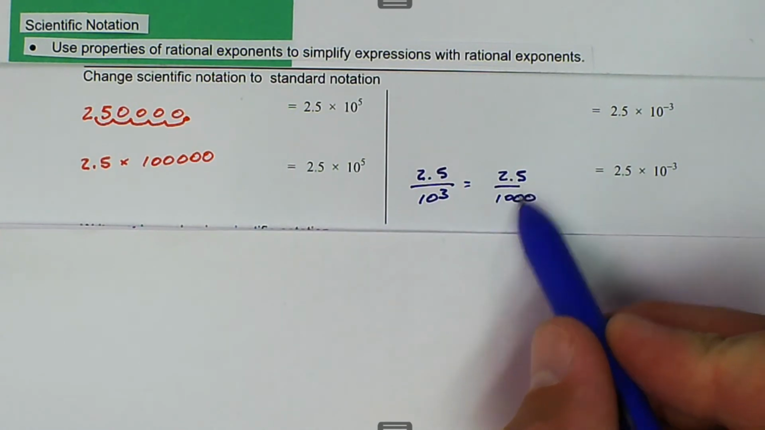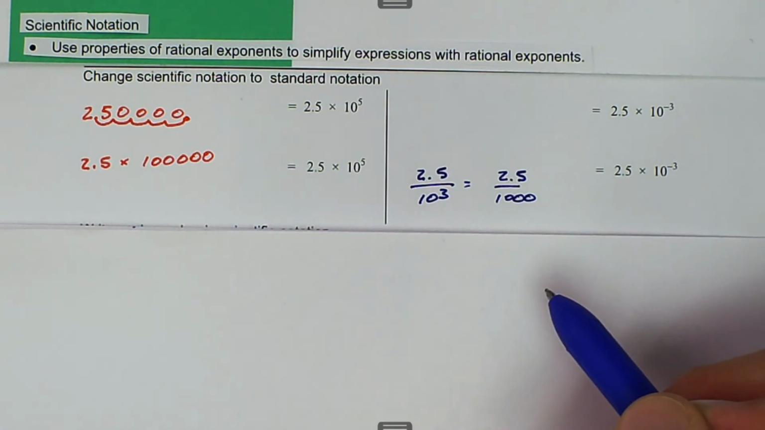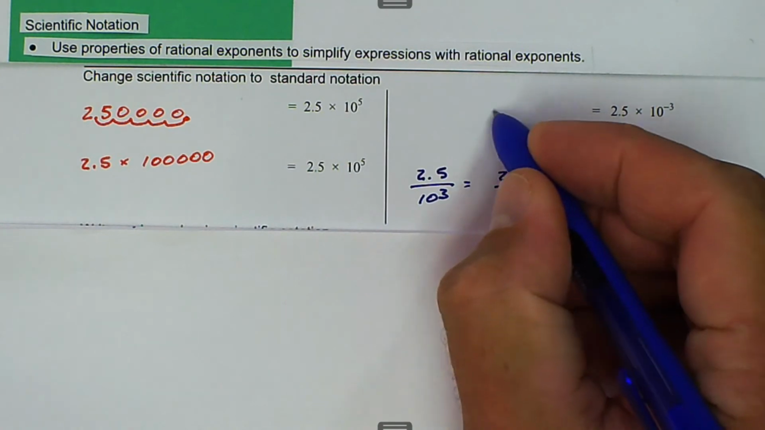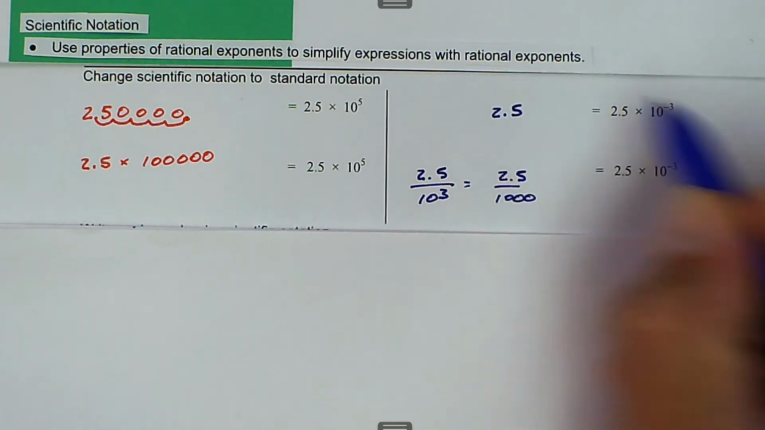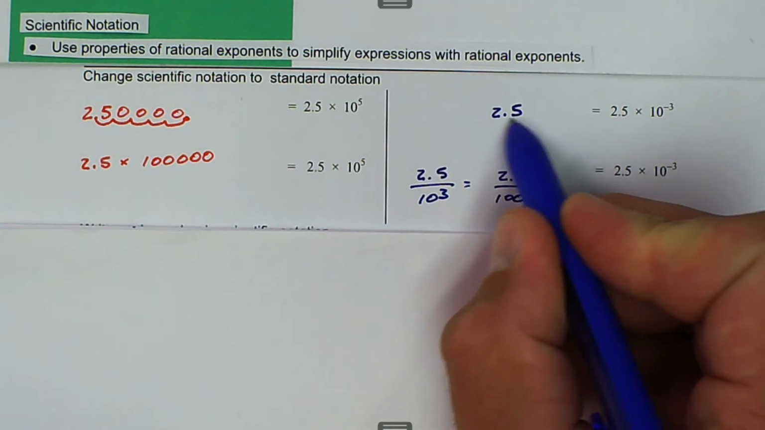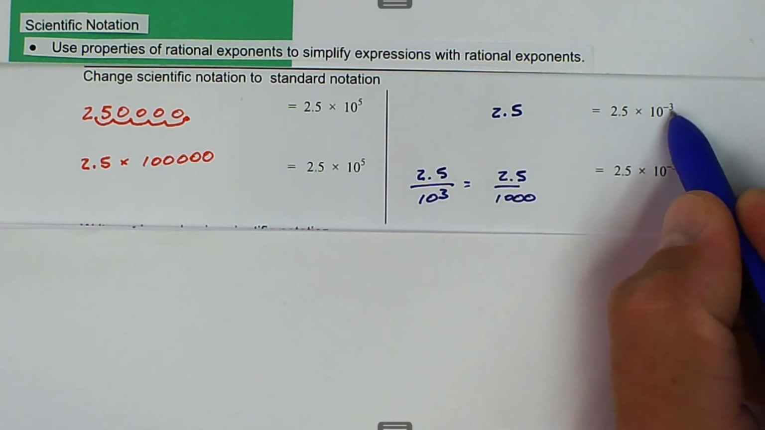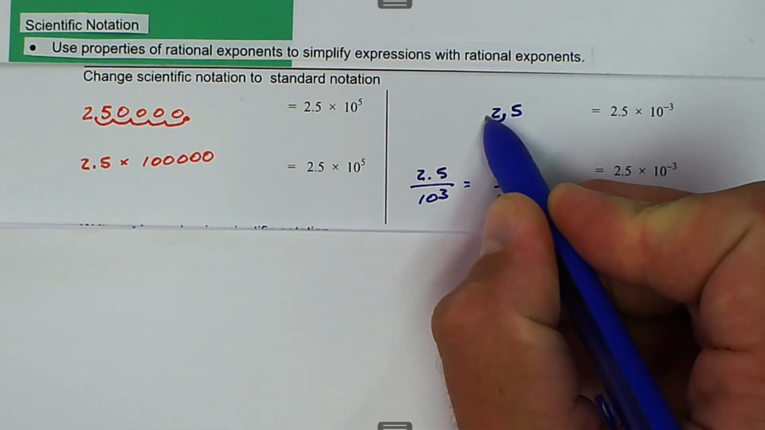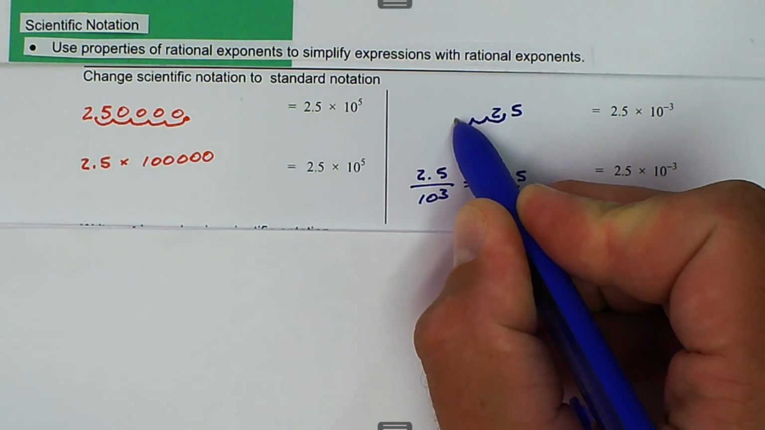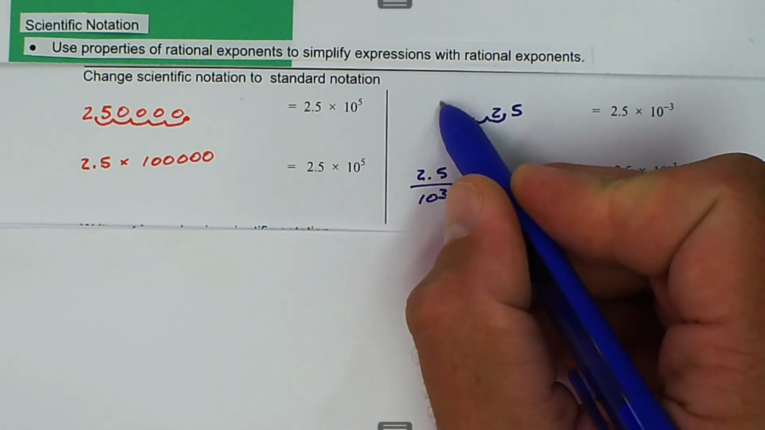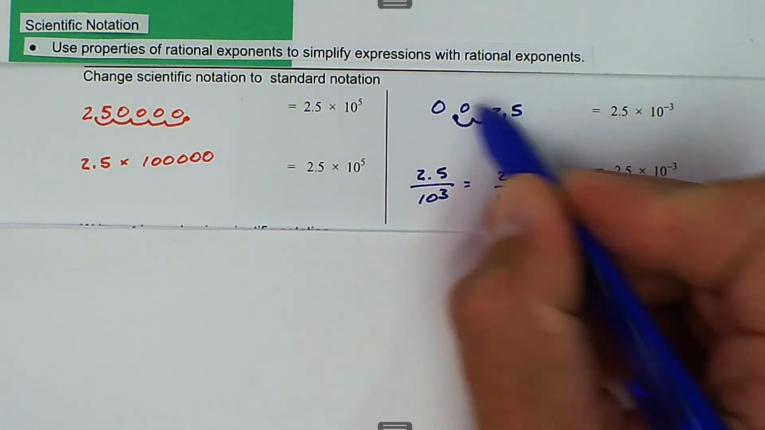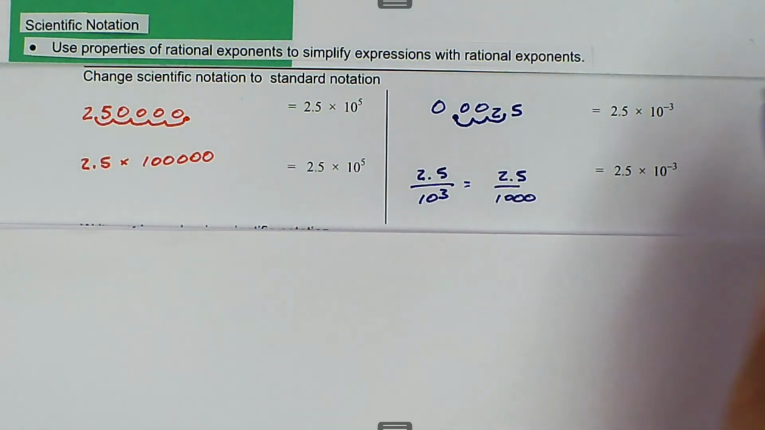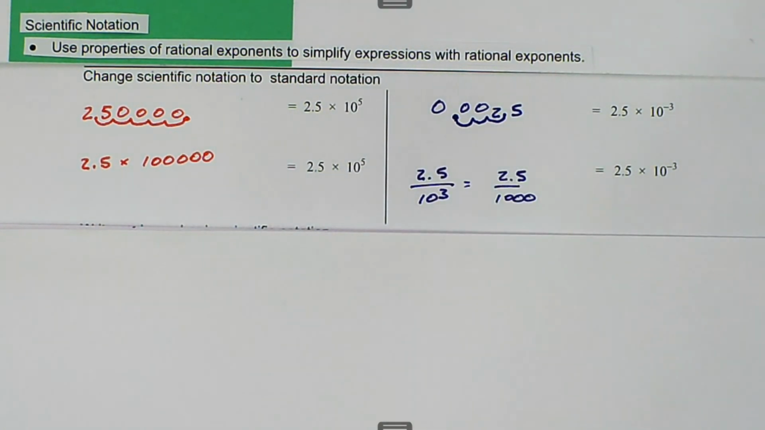So if we're thinking about that, 2.5 divided by 1,000, that's going to be a very small number. So we have 2.5, and we want to move the decimal to make this number even smaller. So we have to move the decimal to the left. So 1, 2, 3, and then we have our decimal there. And sometimes we like to put a 0 out front and then 2 zeros, and that would be the number right there, 0.0025.